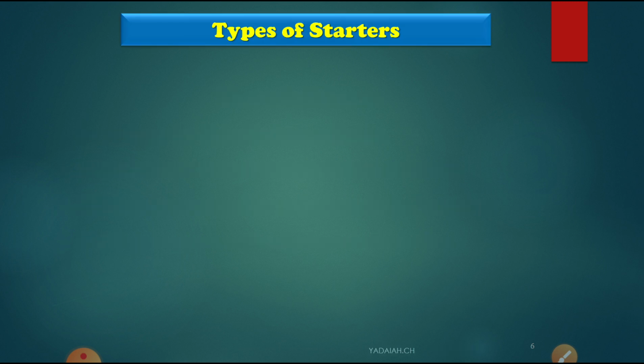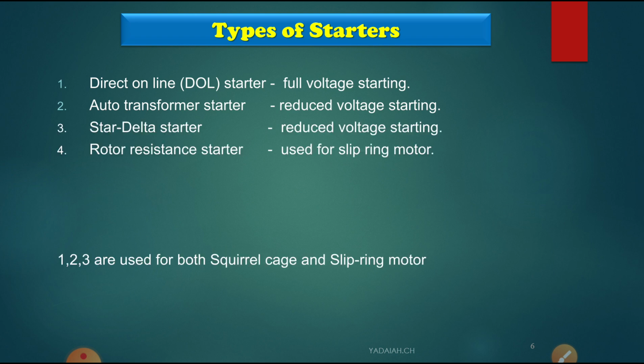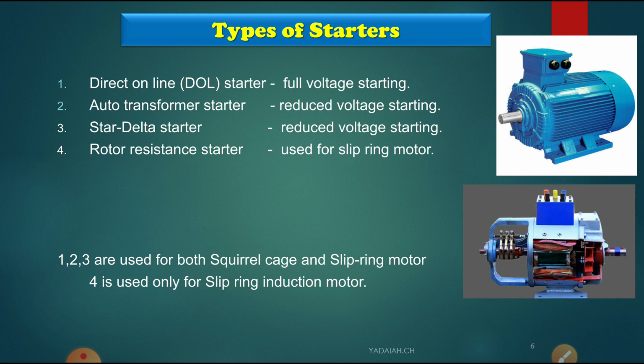Previously, we have seen, at a glance you can see, what is the squirrel cage induction motor and what is the slip ring induction motor. The starters we discussed here can be used for the 3-phase squirrel cage induction motor. Our special hero today is the slip ring induction motor. In this case, I am going to use the rotor resistance starter. So you can see this is the slip ring induction motor.